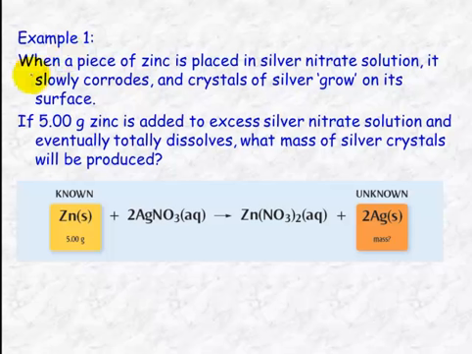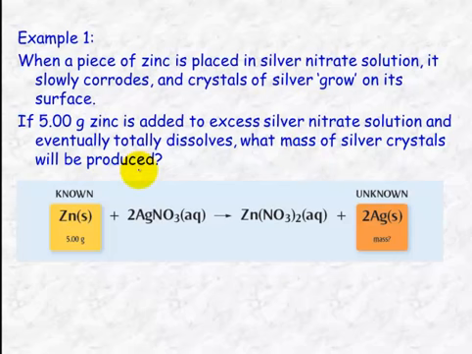Okay, so here's an example question. When a piece of zinc is placed in a silver nitrate solution, it slowly corrodes and crystals of silver grow on its surface. If 5 grams of zinc is added to excess silver nitrate solution, that just means an awful lot of silver nitrate, that there's enough to react completely with that 5 grams. You'll see this word a lot and it'll make a little bit more sense in a couple of lessons. So it's added to excess silver nitrate solution and eventually totally dissolves. What mass of silver crystals will be produced?